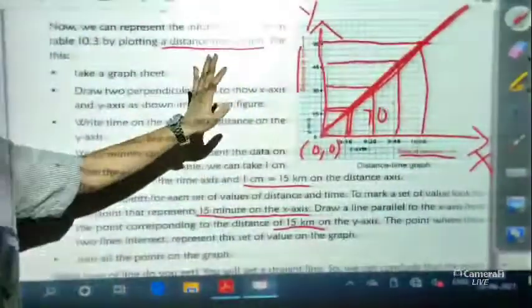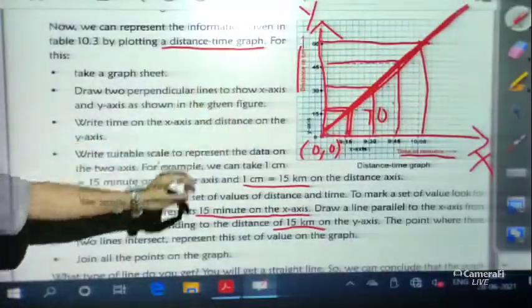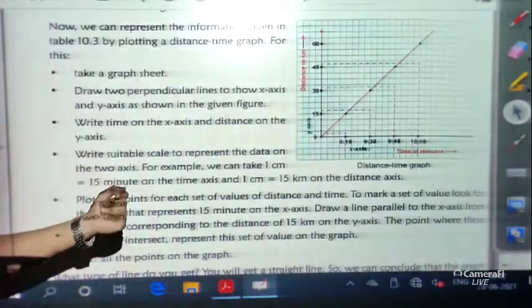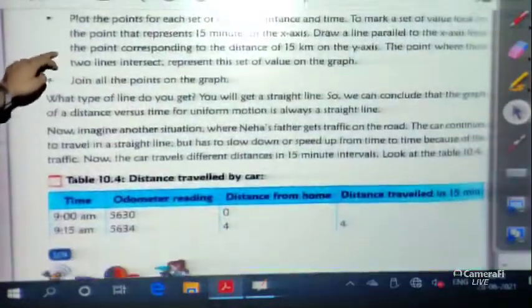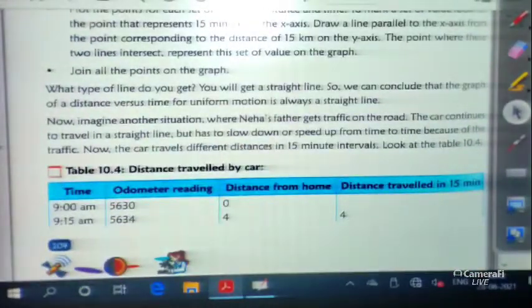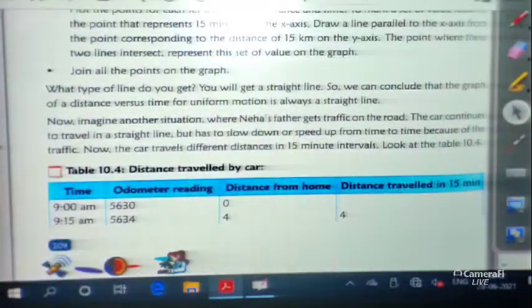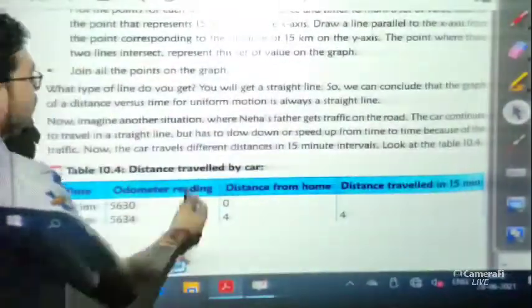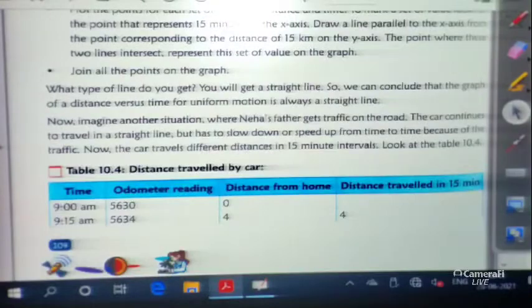I hope you can understand this, because in mathematics you have already done this kind of thing. You have already learned how to draw a graph, how to choose the scale and all the things. So basically what type of line will we get? You will get a straight line. So what can we conclude? We have already discussed that the graph of distance versus time for uniform motion is always a straight line. Now imagine another situation.